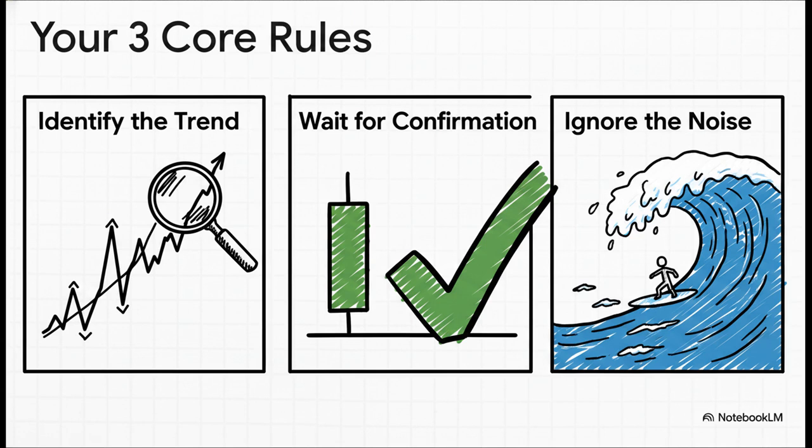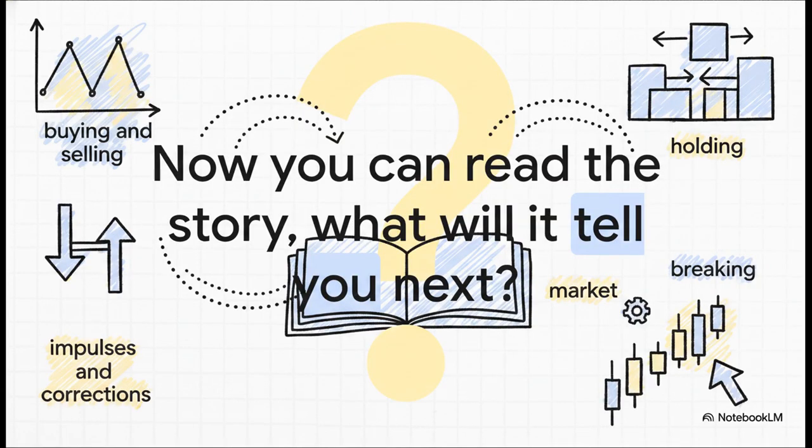And finally, rule number 3, learn to ignore the noise. Know the difference between a main impulse move and a small corrective pullback so you don't get caught in the trap. So next time you pull up a chart, you won't just see a bunch of random squiggles. You'll see a story of buyers and sellers, of trends holding and trends breaking. You now have the basic grammar to read that story. So the only question is, what story is the market telling you right now?